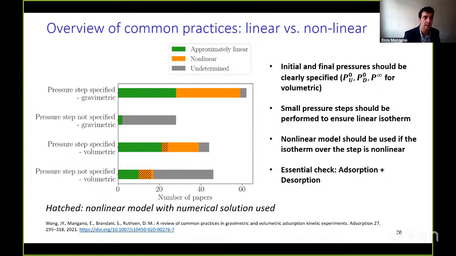In any case, a small pressure step should be used at all times, and a check with variable pressure step should also be done to ensure that the system is under linear isothermal conditions. And if not, obviously, the appropriate model should be used. So the nonlinear model, if you're using a big pressure step, should be used in this case. An essential check, very easy to do, that can be done in any of the techniques, is to run the adsorption and the desorption at the same pressure step.